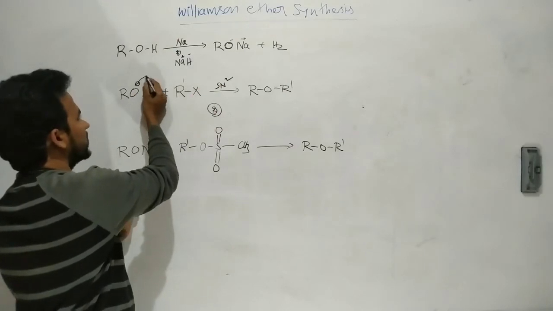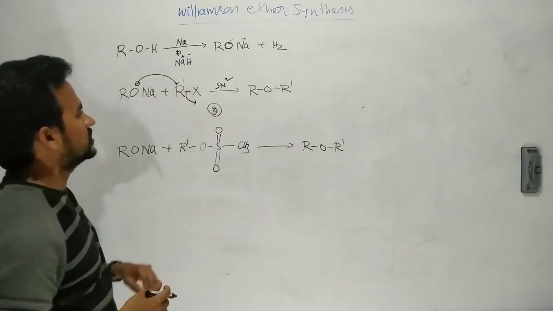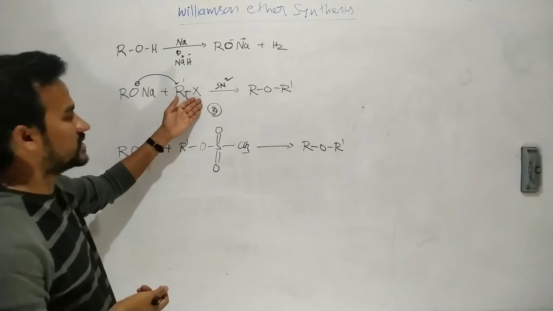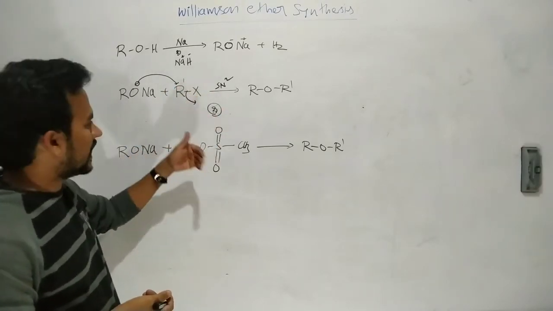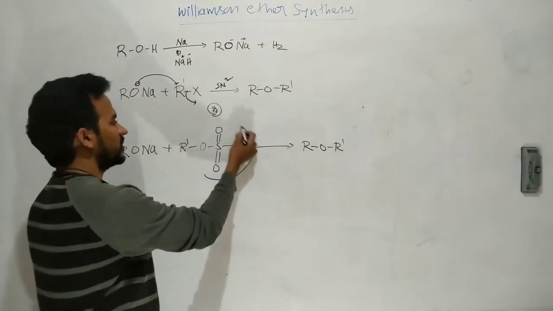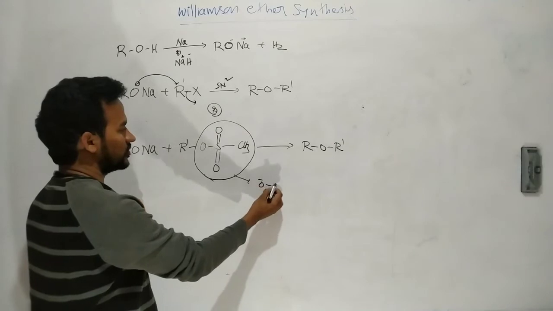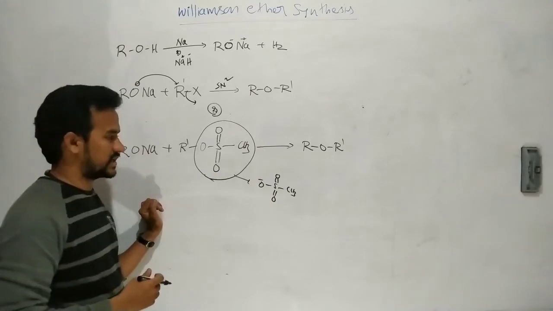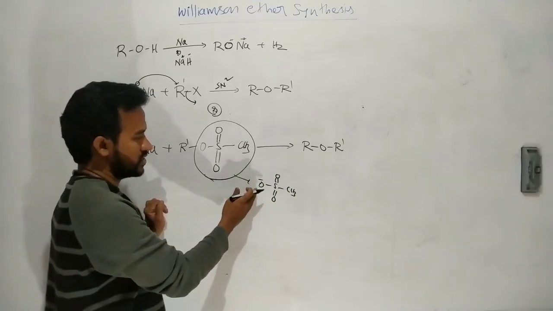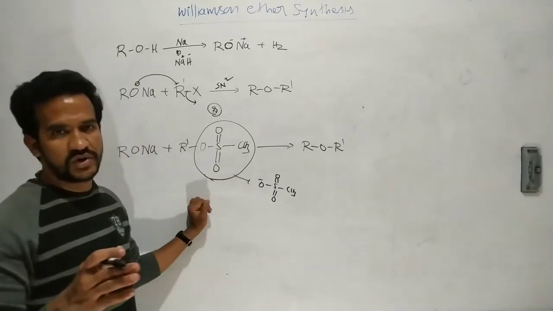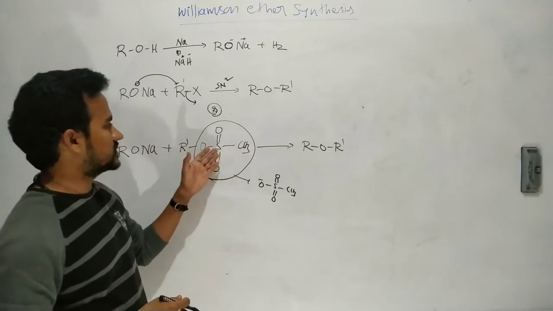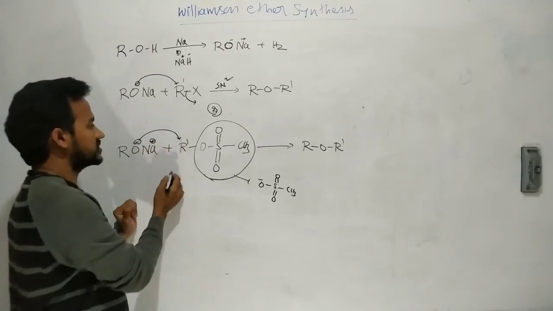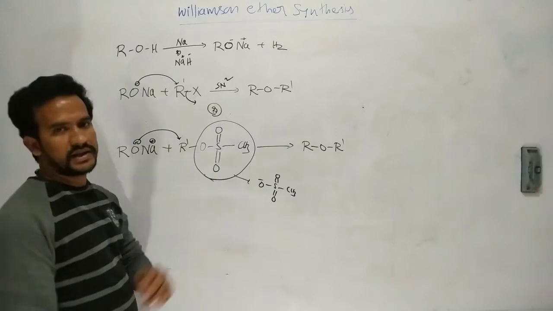RO- attacks the alkyl halide, leaving out X-. So through the SN2 reaction, we get the ether. That leaving group X means simply chlorine, bromine or iodine or any better leaving group. Sulfonates are better leaving groups. Why are these sulfonates better leaving groups? Because they are the conjugate base of the stronger acids, sulfonic acids. Sulfonic acids are stronger acids, so the conjugate base is a very weak base, and weak bases are good leaving groups. So we can use a sulfonate also. RO- Na+ attacks this, leaving out this, and we get the alkyl ether similarly.